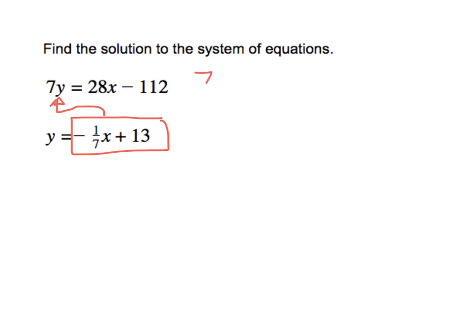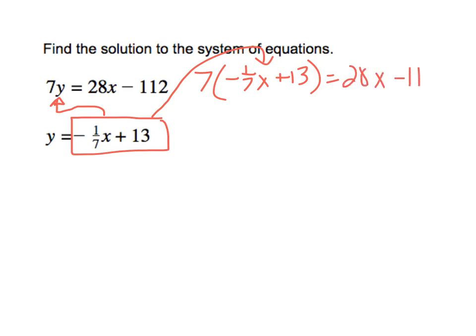We've got 7, but instead of y, I'm going to just put parentheses, and I'm going to put this entire thing into the parentheses. So I'm going to put negative 1/7 x plus 13. So that's my 7y equals 28x minus 112. And then I'm just going to solve this equation for x.